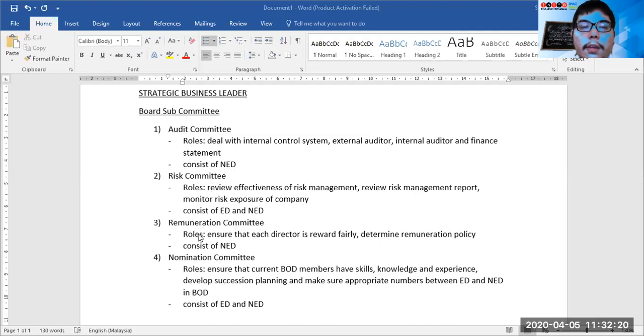Next is the remuneration committee. Their role is to ensure that each director is rewarded fairly, and they are also the ones that determine remuneration policy. For the remuneration committee, we want it to be independent, so the good practice is that it consists of NED only.